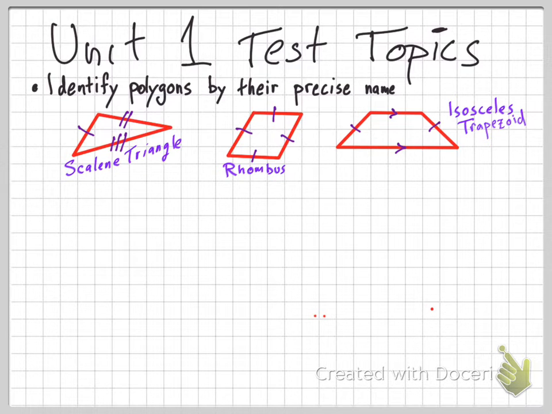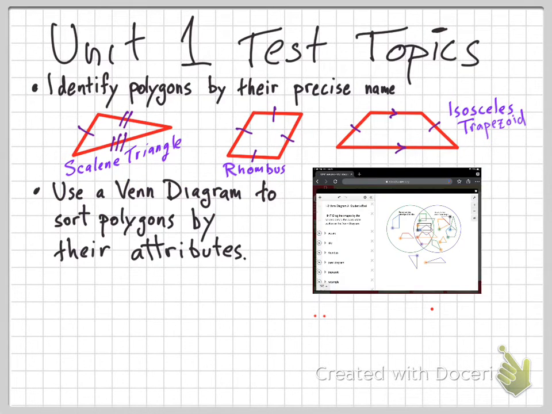Here's the next item in the list. Using a Venn diagram to sort polygons by their attributes. This is just a screenshot of one of those problems we did early in the chapter from the Desmos graphing calculator program. I'll have something much simpler, with many fewer shapes, but you should be able to decide whether a polygon has parallel sides or congruent sides or a line of symmetry of some kind, and sort those polygons according to those attributes.